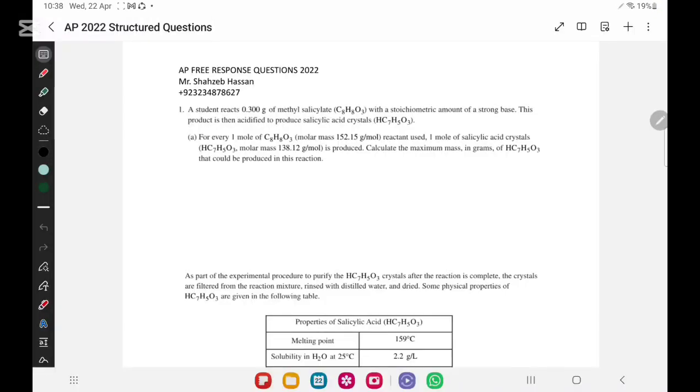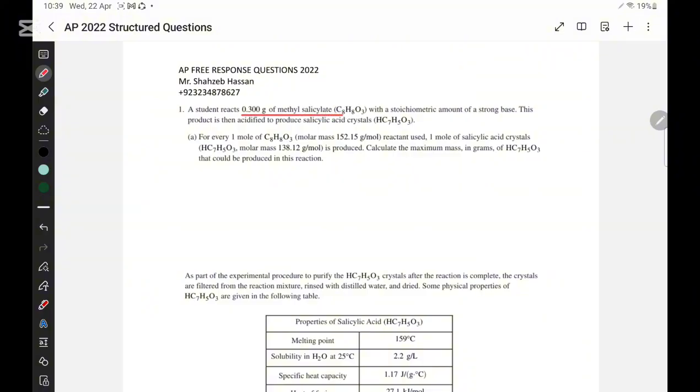We are attempting the AP past paper of year 2022 and we are attempting the structured questions. In the question they are saying a student reacts 0.3 gram of methyl salicylate with a stoichiometric amount of a strong base. This product is then acidified to produce salicylic acid, which is this one. They are saying for every 1 mole of this, they would form 1 mole of salicylic crystals. Calculate the maximum mass of this acid.